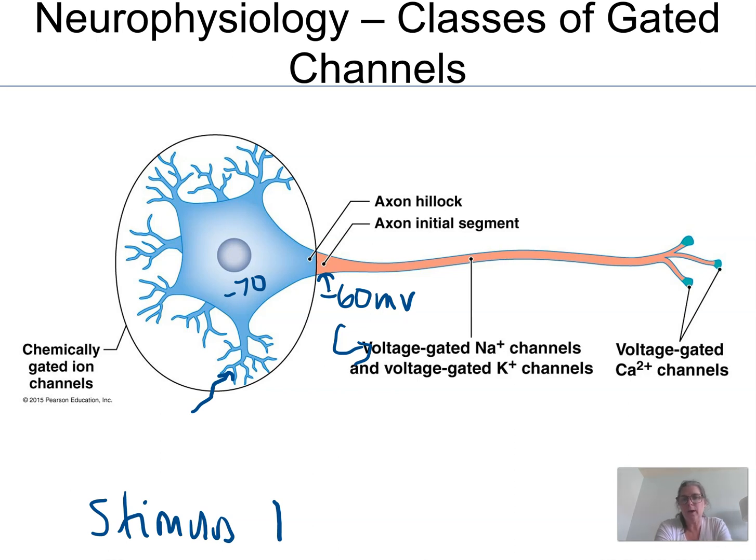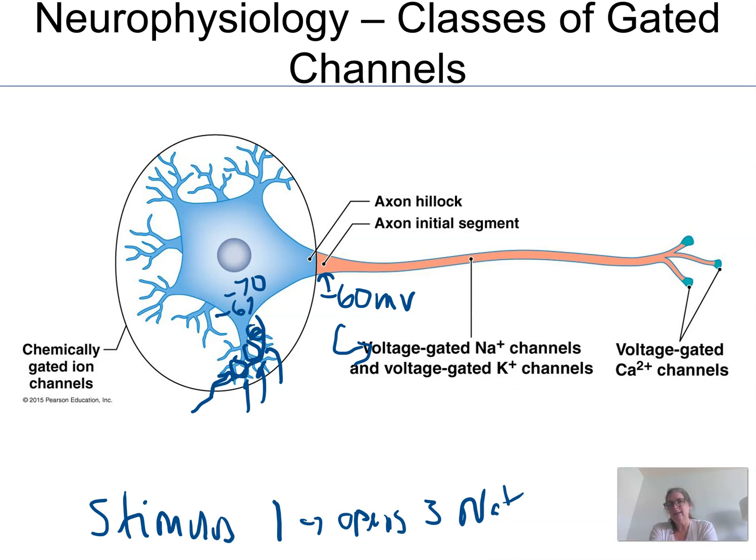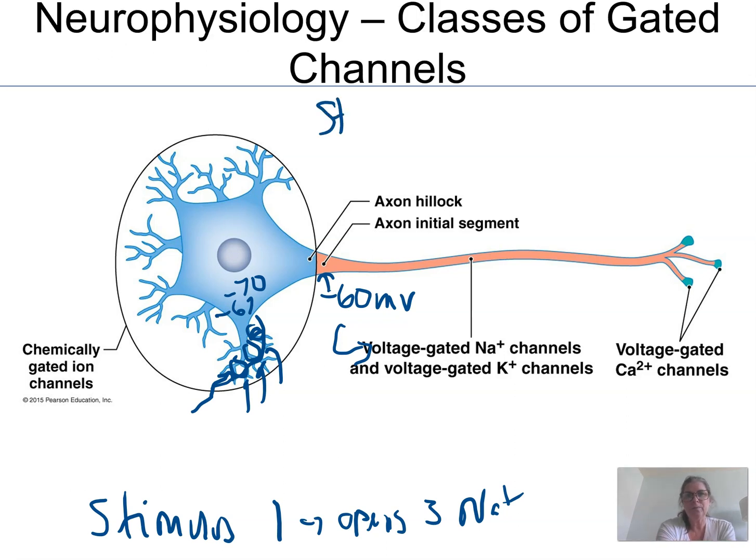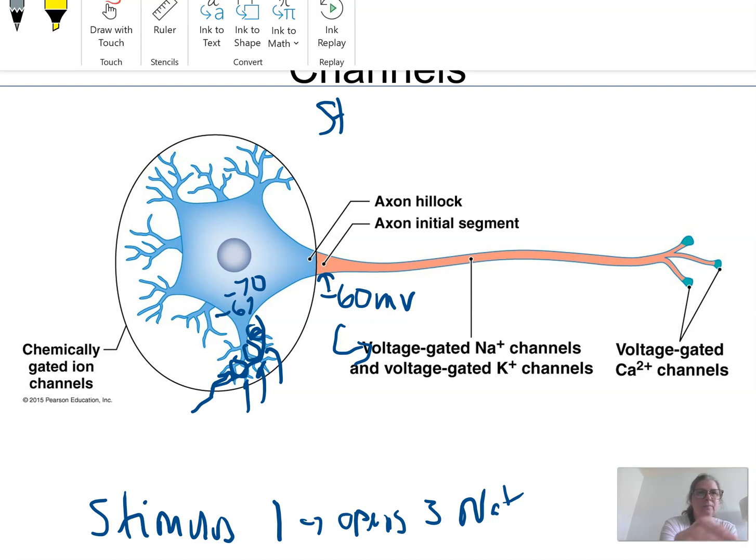So stimulus 1 is fairly weak, and let's say it opens 3 of those sodium gates. So I open 1, 2, 3, and sodium rushes in, and I depolarize, and it travels as the sodium rushes in. So as it moves, it's about minus 67, right? I took 3 away from 70. Nothing's going to happen from that because it never made it to the axon hillock. Okay, let's hit it with stimulus 2. Let me use a different color.